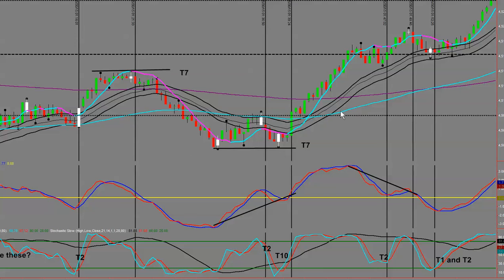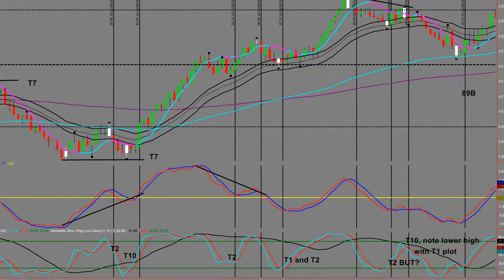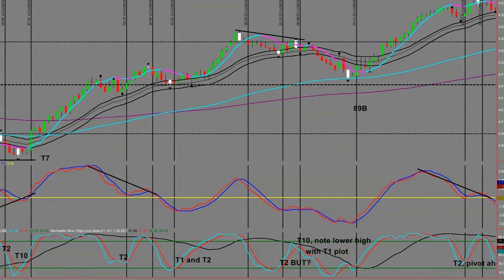You can see here another danger zone, and let me mention this. I think I mentioned it earlier along here. When your cyan line and your 200 is going sideways, stay out of the market. You're waiting for a fresh breakout. This is where the market is consolidating. I won't talk too much about that now because of time. I've got T2s, T1s and T2s, all winners. Look at this beautiful 89 bounce.